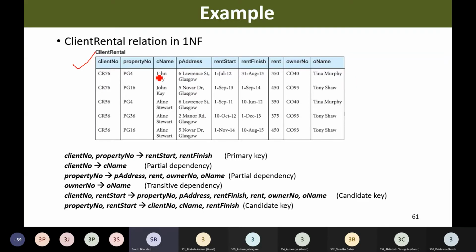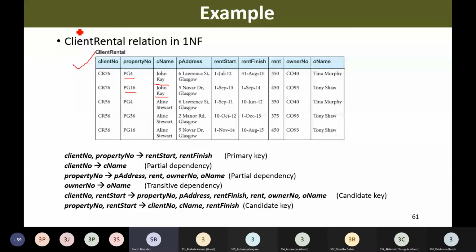If you look at this particular relation, what you can observe is there are now no repeating groups under every attribute. So every attribute is now having atomic domain. Or in other words, if you look at this client rental relation, the intersection of each row and each column contains a single value, and that is why we are saying that this particular relation is in 1NF.